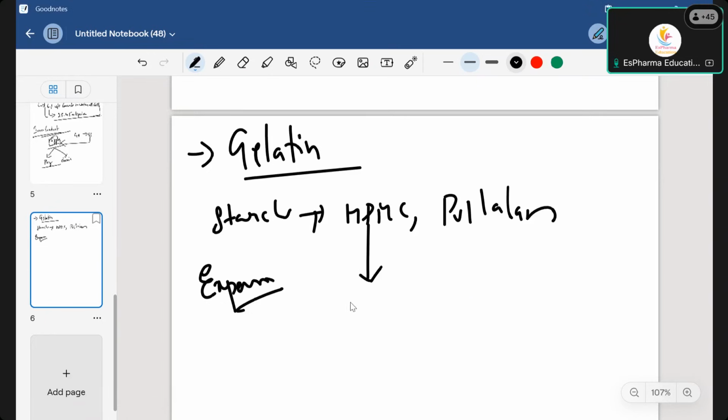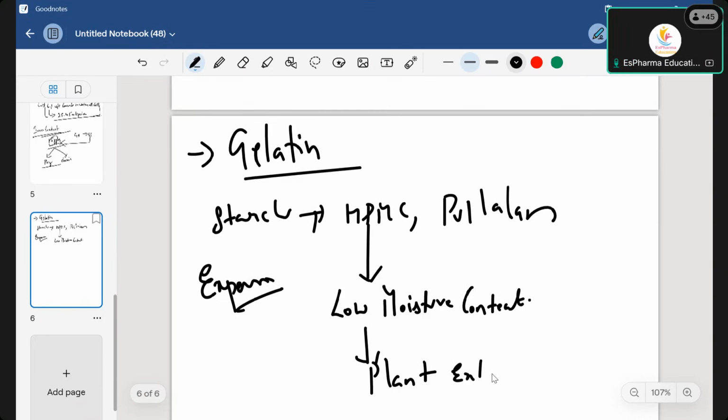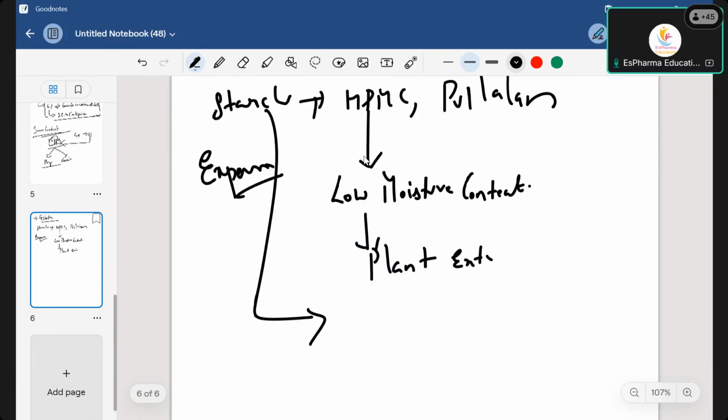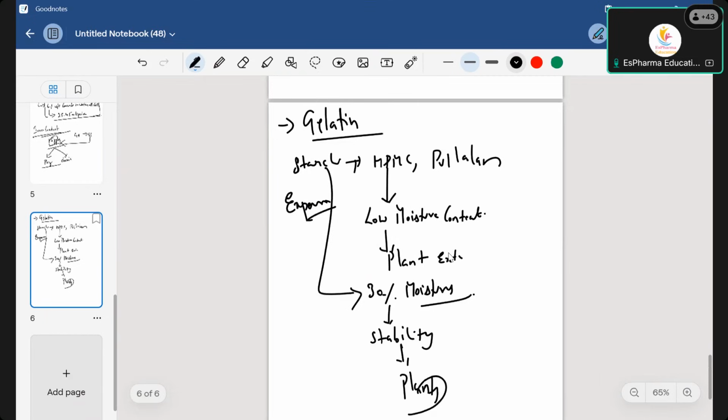And one more thing is HPMC contains low moisture content. When compared to gelatin, it contains low moisture content and is stable at low moisture content. And it is derived from plant extracts. And when coming to starch, compared to HPMC, starch is suitable up to 30% moisture, they are stable. Stability is more. And this is also derived from plants. That's why nowadays gelatin is slowly being replaced with these two, mostly HPMC.